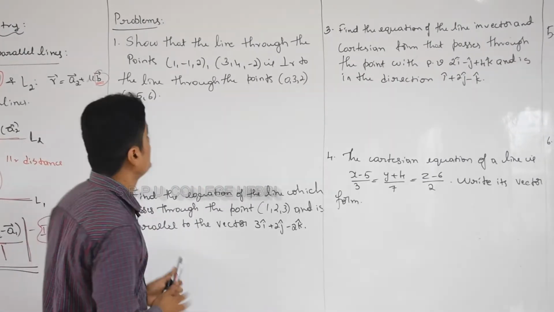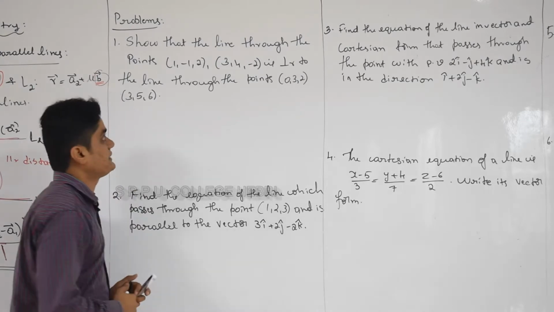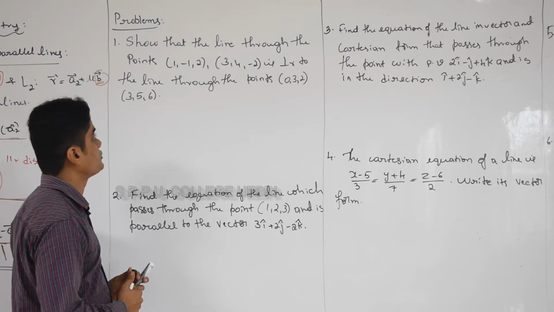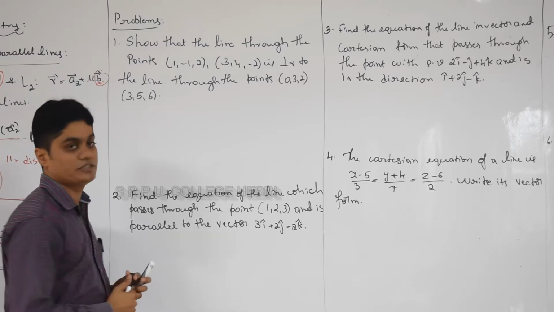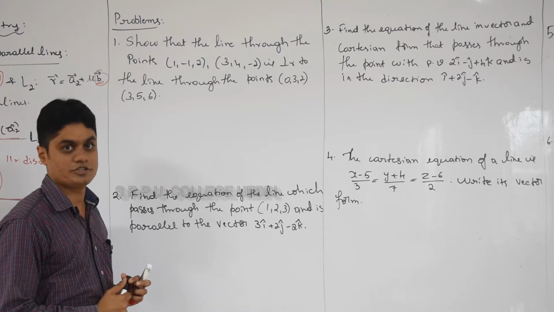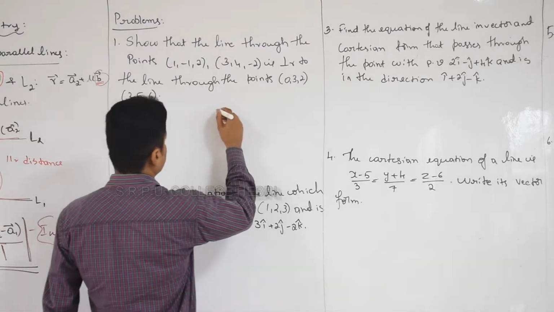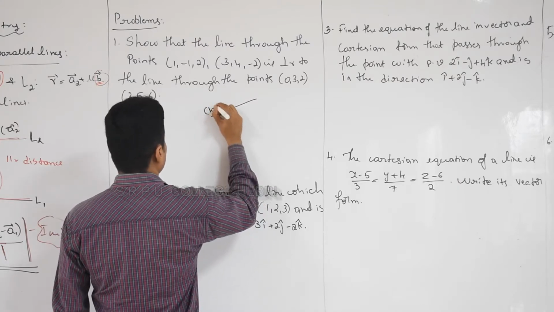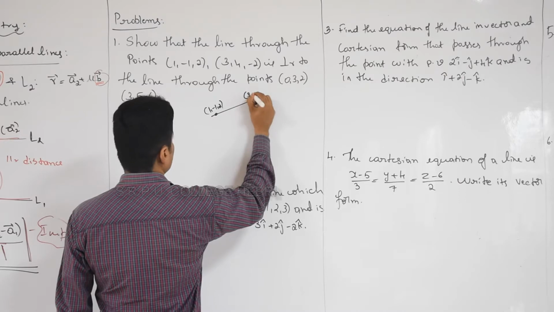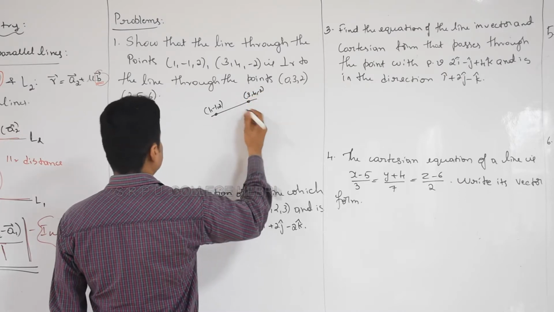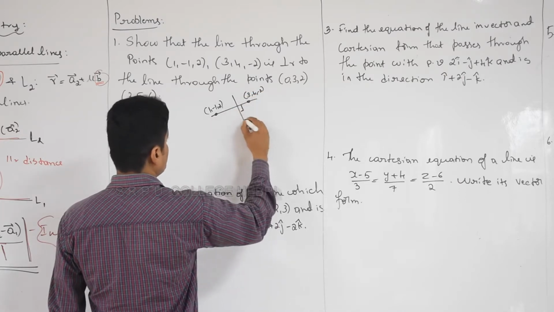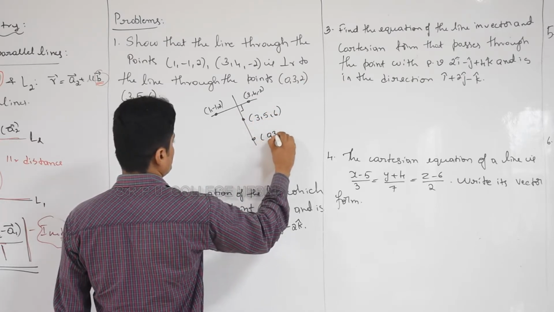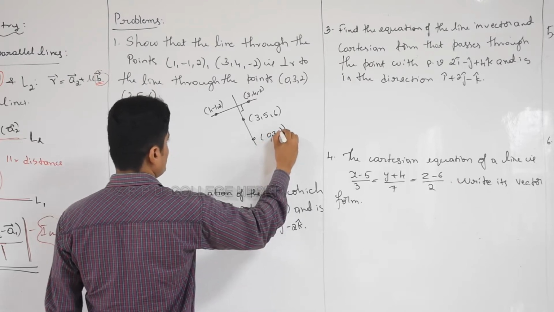First question: show that the line through the points (1, -1, 2) and (3, 4, -2) is perpendicular to the line through the points (0, 3, 2) and (3, 5, 6). Do you understand the question? Here there are two lines. We have to prove that the line passing through the points (1, -1, 2) and (3, 4, -2) is perpendicular to the line passing through the other points, (3, 5, 6) and (0, 3, 2). You have to prove that these two lines are perpendicular.